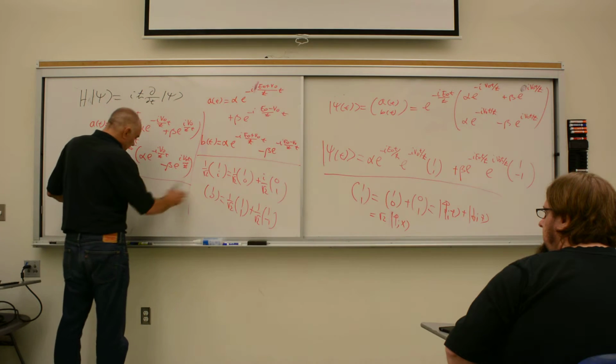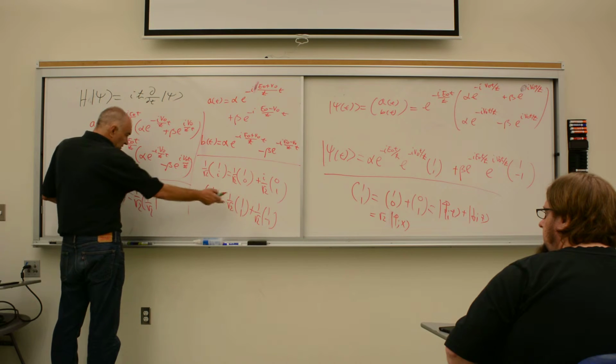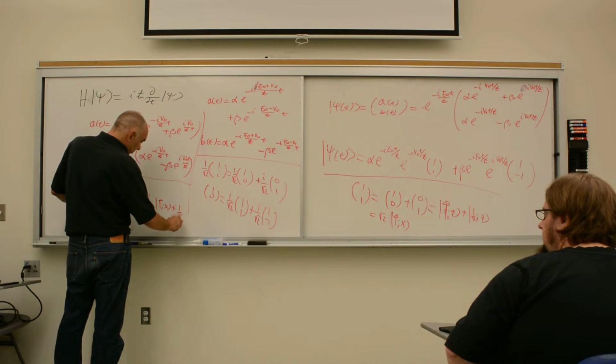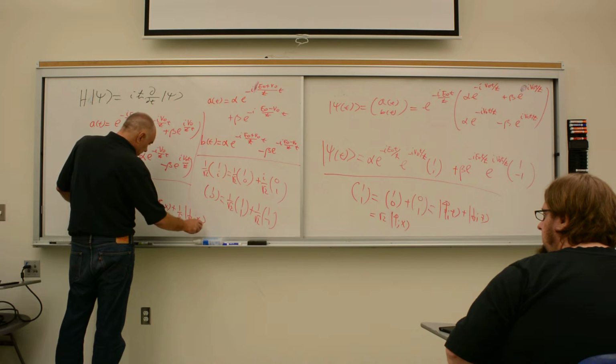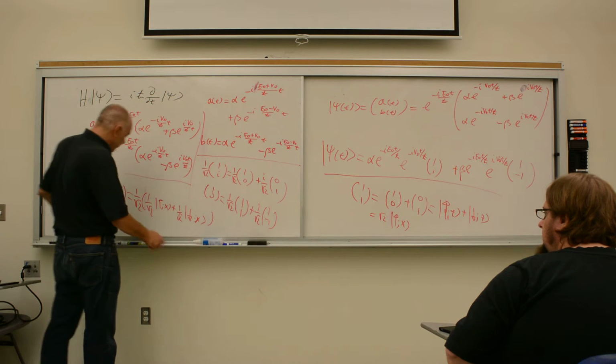Instead of 1, 0, I have to write 1 over square root of 2. This would be up in the x direction plus 1 over square root of 2 down in the x direction. And then I have to repeat the same thing for the other one.